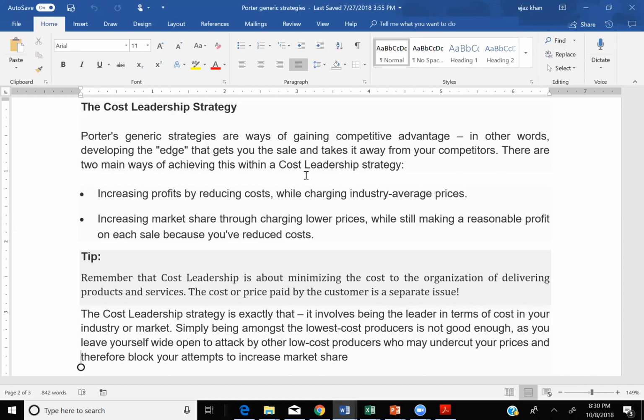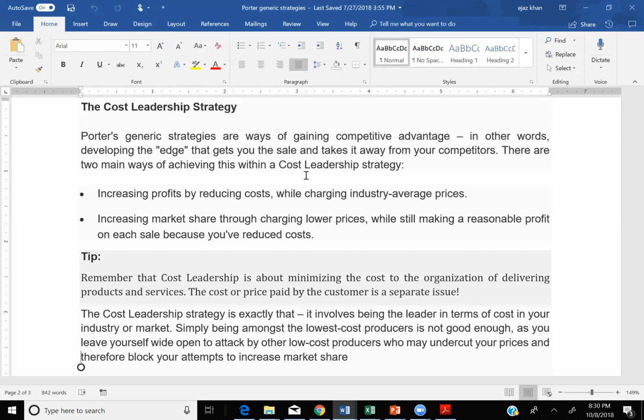Now, how can this organization pursue a cost leadership strategy when it comes to providing after-sales services? I'm just giving an example. It may not be the case every time. You may remove the warranty service from your product. So if you don't offer the warranty service, it will definitely reduce your costs.